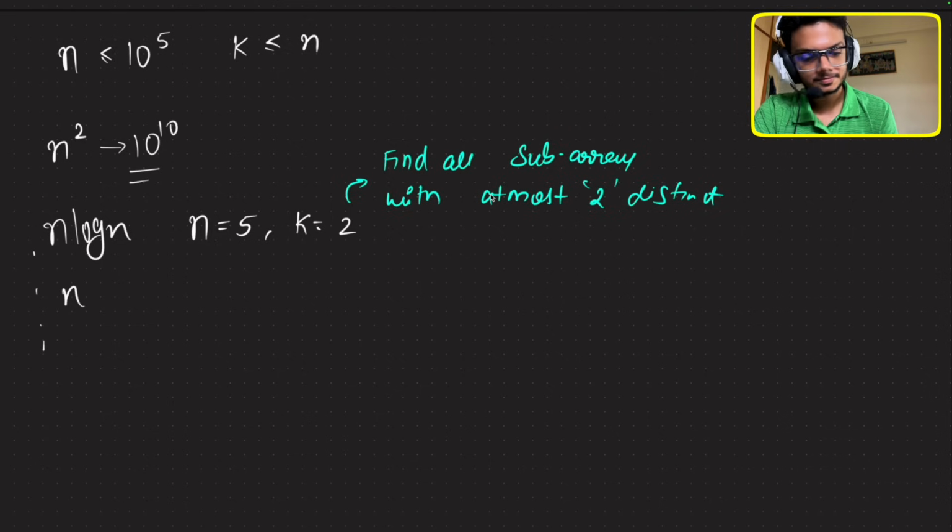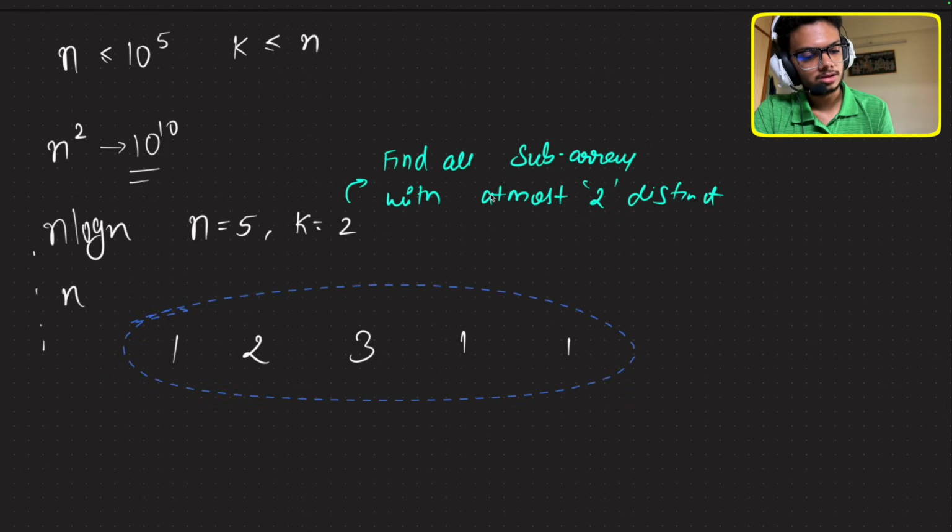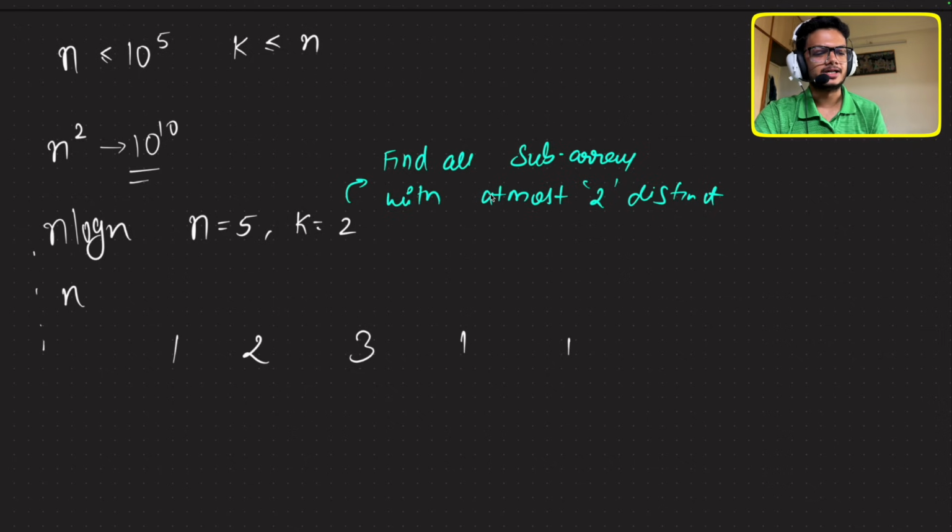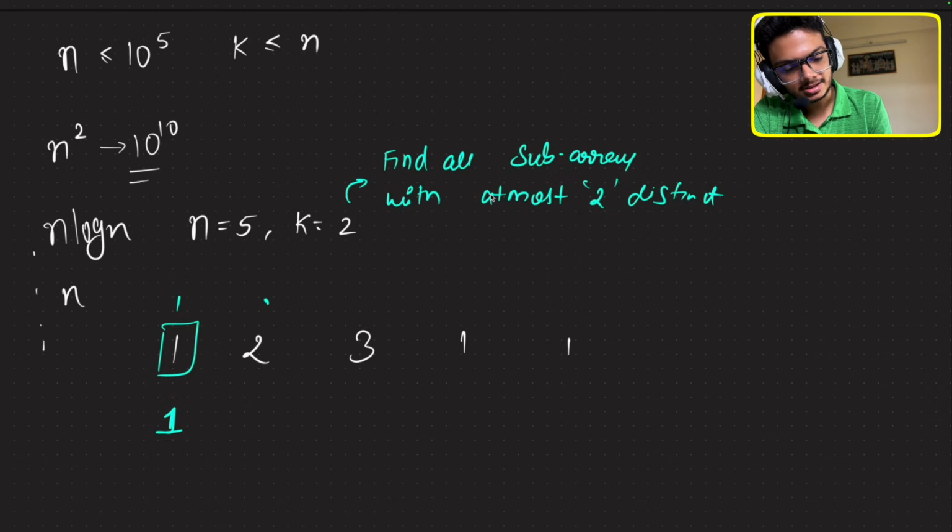Now the array was 1, 2, 3, 1 and 1. You want to find all the subarrays that have at most 2 distinct values. What do those subarrays look like? What we'll do is try to find subarrays ending at every possible index. What are all the possible subarrays ending at this index which have at most 2 distinct values? There is this one subarray, so the count here is 1. The number of subarrays ending at index 1, if I write the indices 1, 2, 3, 4, 5, is simply 1.